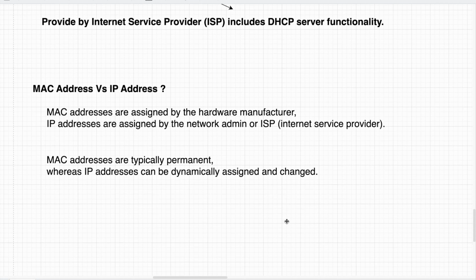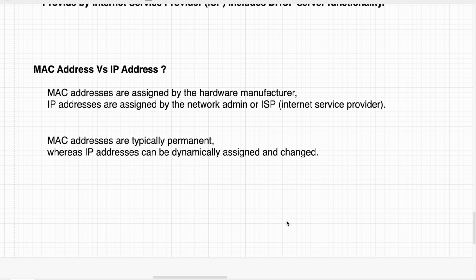Okay, clear. Then what's the difference between a MAC address and an IP address? The MAC address is assigned by the hardware manufacturer to the network interface card. It has a unique identifier called the MAC address. IP addresses are assigned by the network admin or internet service provider. So overall, the MAC address is typically permanent, whereas IP addresses can be dynamically assigned and changed.